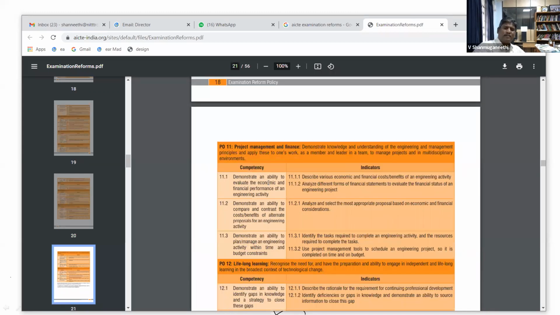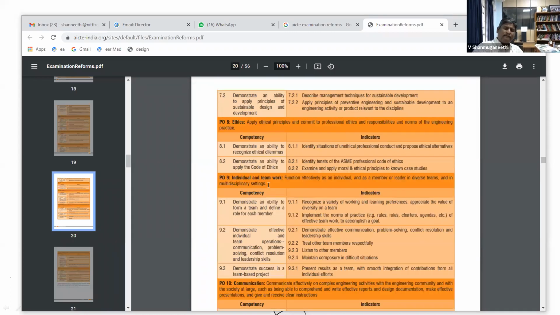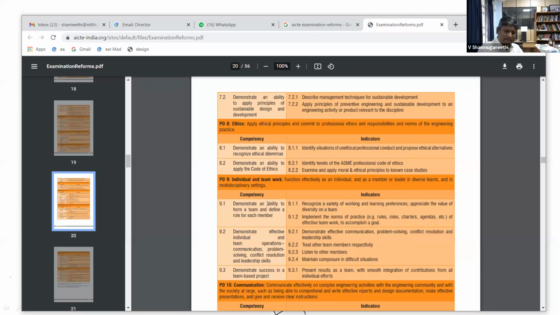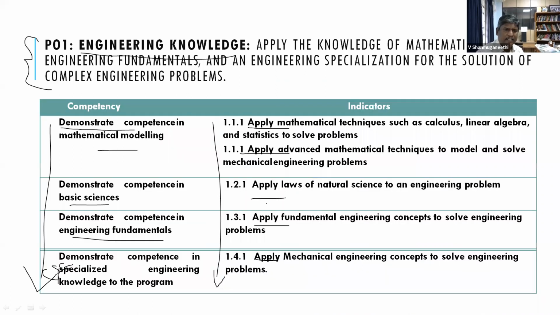There are totally 12 POs for our engineering bachelor degree program. For each PO, they have identified a set of competencies. For each competency, there is a set of program indicators, and they have established the mapping from the program outcome to the competency, and from that competency to the indicators. Okay, so that is what they have given.